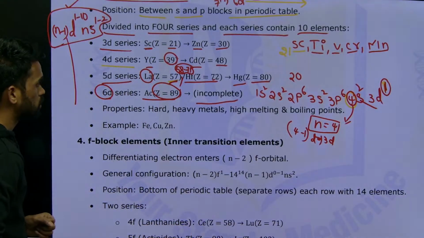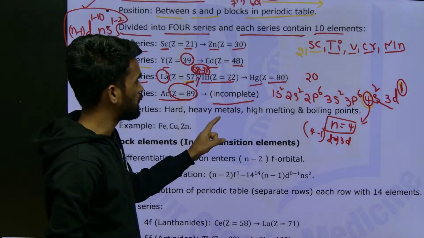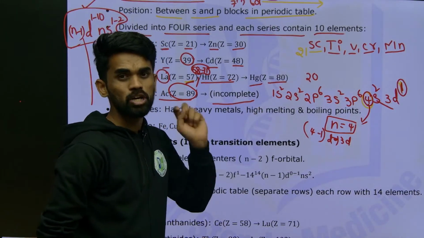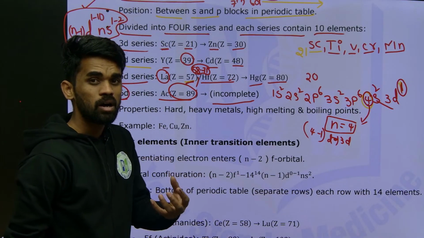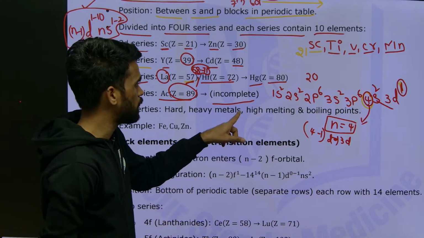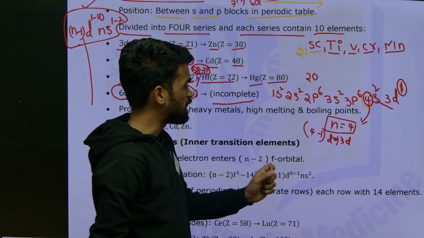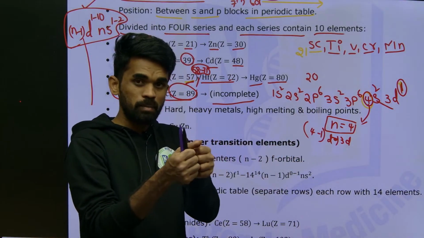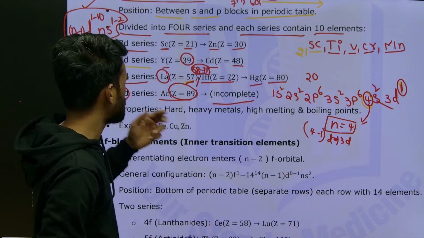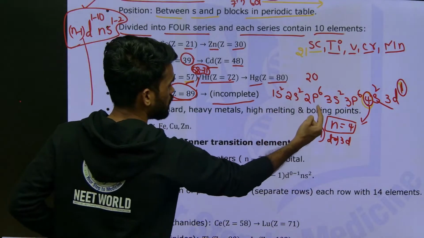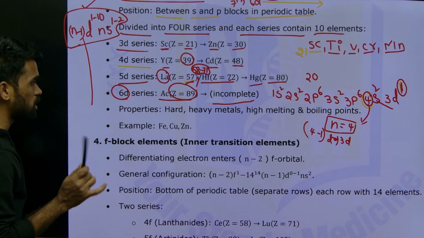Next, properties. What are the properties of these d block elements? They are hard, heavy metals, and they have high melting and boiling points. This is due to the large number of d orbital electrons, and more unpaired electrons present in d block elements. That's why they have high melting points. They also have strong metallic bonding between the atoms, which results in high boiling points. These are the two reasons for their high melting and boiling points, remember. Just write these lines, that is more than enough in your exam.